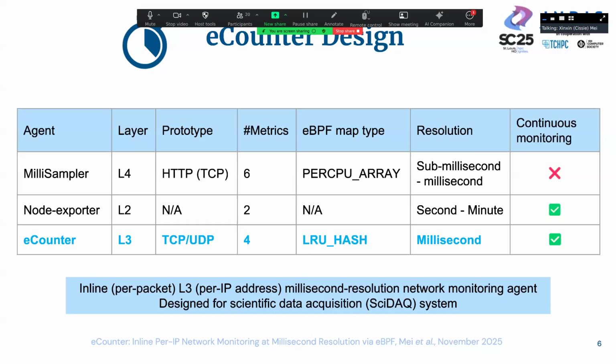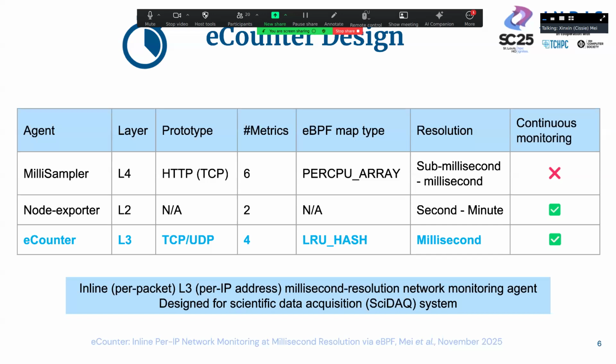So basically, my eCounter is simple: I sit in the middle. I care about four metrics: TCP bytes, number of TCP packets, UDP bytes, and UDP packets. And I use different maps. The eBPF map is a structure that your user space can use to communicate with your kernel. So our eCounter is a per-packet, L3, which means per IP address, millisecond resolution network monitoring agent.